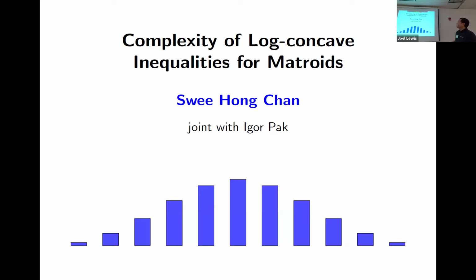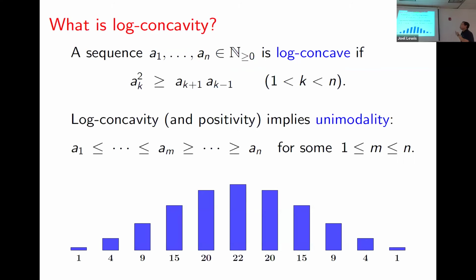And today, the main characters are log-concave inequalities. Here is what I mean by that. For today, our sequence a_1, a_2, up to a_n will always be non-negative integers. We say that this sequence is log-concave if, for any k strictly between 1 and n, the square of the kth number is greater than or equal to the product of its neighbors, the (k+1)th and (k-1)th numbers. For example, this sequence here is a log-concave sequence.